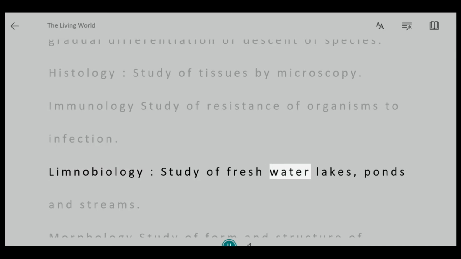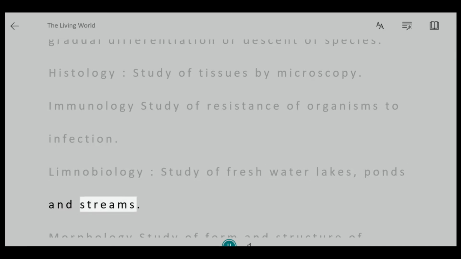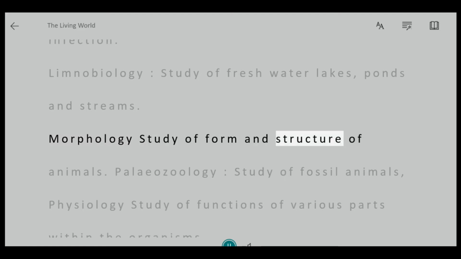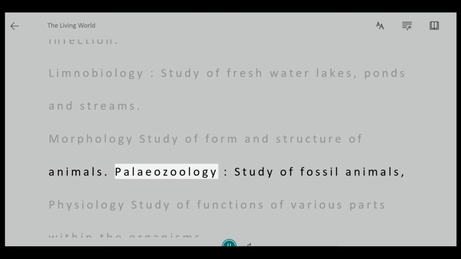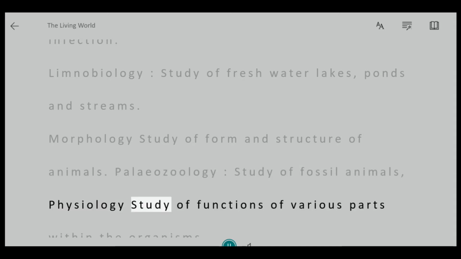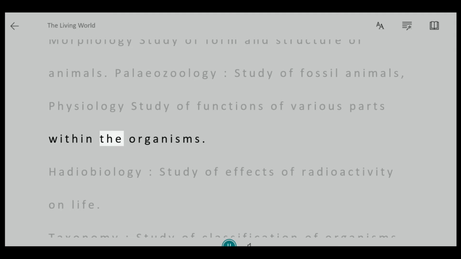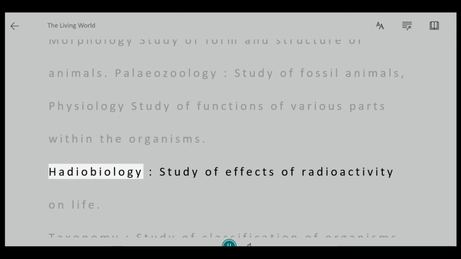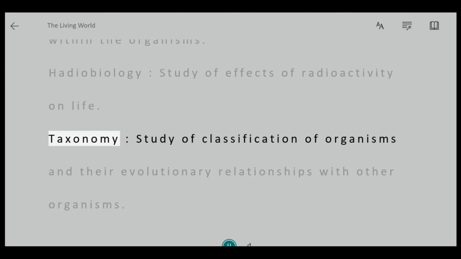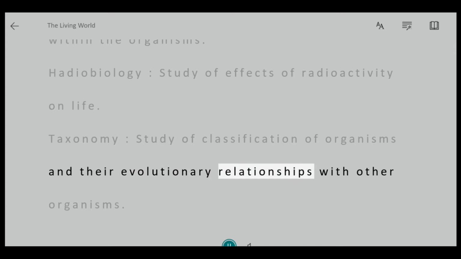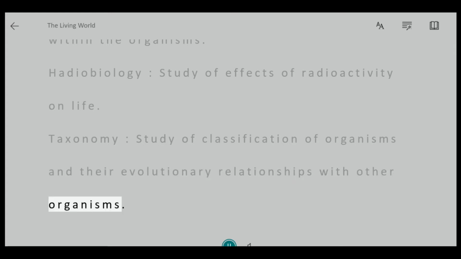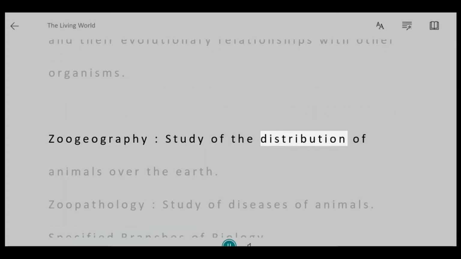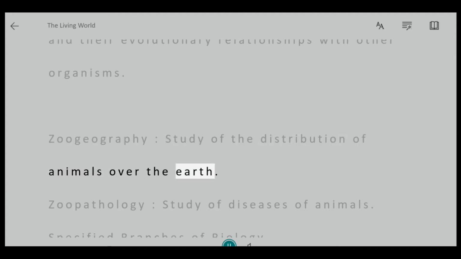Limnobiology, study of freshwater lakes, ponds and streams. Morphology, study of form and structure of animals. Paleozoology, study of fossil animals. Physiology, study of functions of various parts within the organisms. Radiobiology, study of effects of radioactivity on life. Taxonomy, study of classification of organisms and their evolutionary relationships with other organisms. Zoogeography, study of the distribution of animals over the earth.